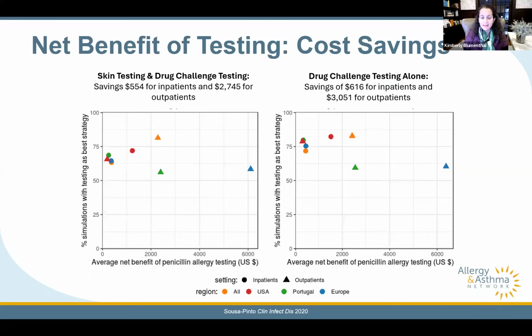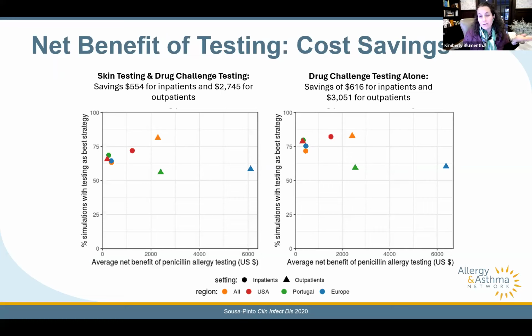So when we looked at these analyses, this shows many different scenarios. And I think that the most fun thing to do here is to look at the left where we did skin testing and drug challenge. And if you can see, the circles and triangles are inpatients and outpatients, and then the different colors are different regions. And this on the y-axis is showing the best strategy. So the number of simulations where testing saves money. So you can see all of them were above 50%. And in fact, the majority were saving money. So almost in every situation, you save money doing penicillin allergy skin testing followed by challenge.